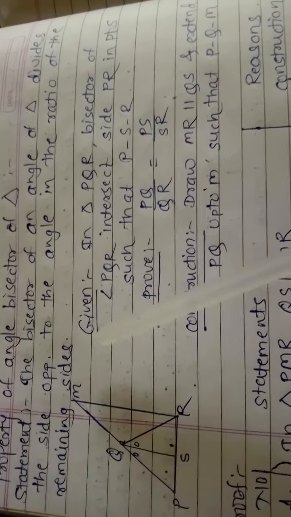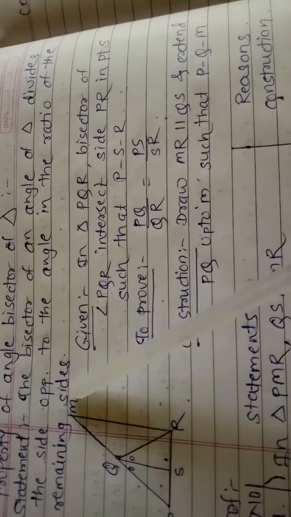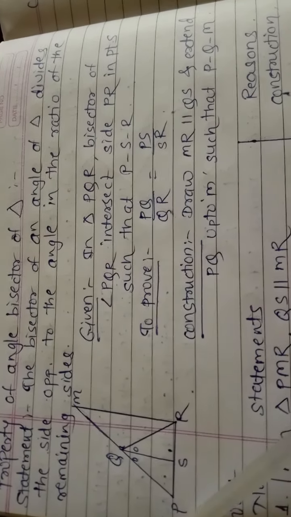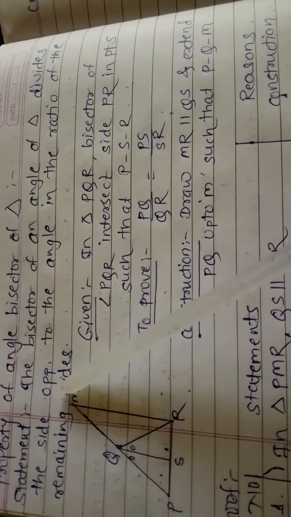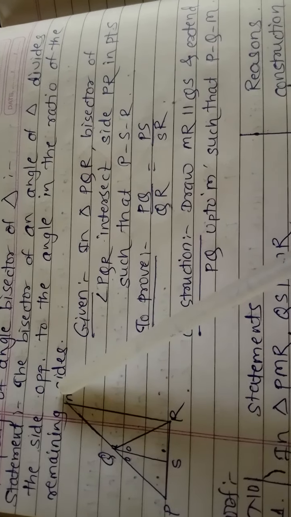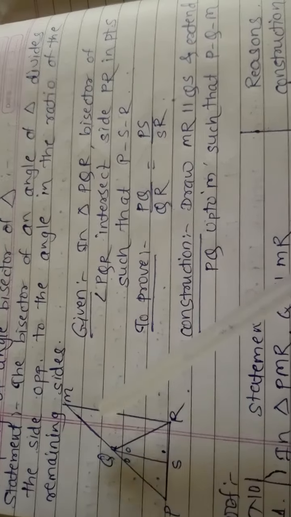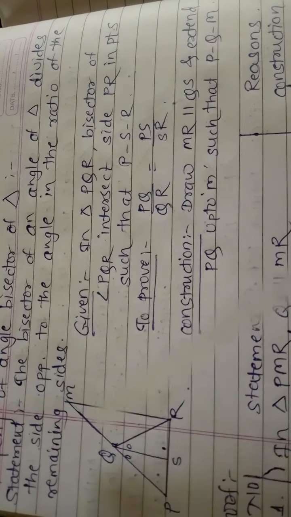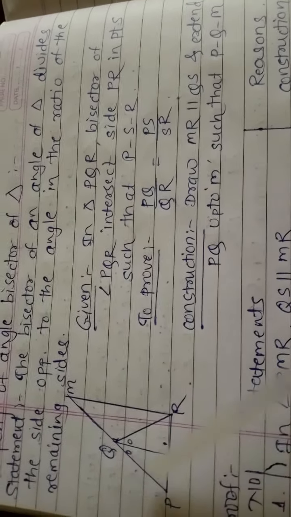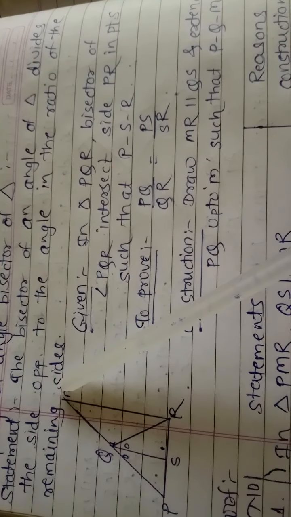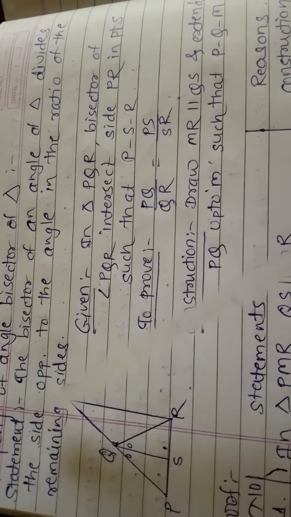So what is the construction? Here we draw MR. We have to draw this line parallel to this QS, and now we have to extend this PQ up to M such that P-Q-M. QS and MR are parallel lines, and we extend PQ up to M such that P-Q-M.